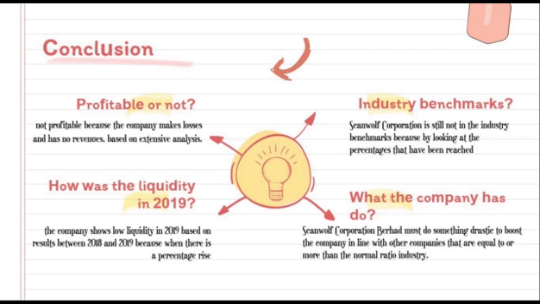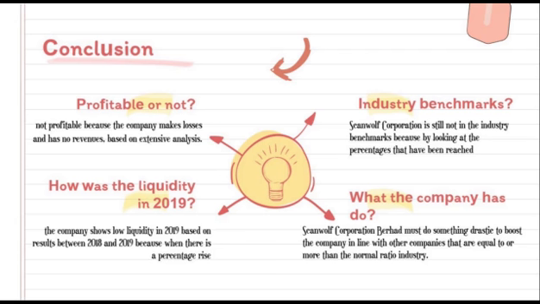Next, the company shows low liquidity in 2019 based on results between 2018 and 2019 because when there is a percentage rise, it is not good because it indicates that inventories may not be expected to be converted into cash or kept for sales during the year because the company may keep a lot of inventory that may consist of obsolete and old stock.